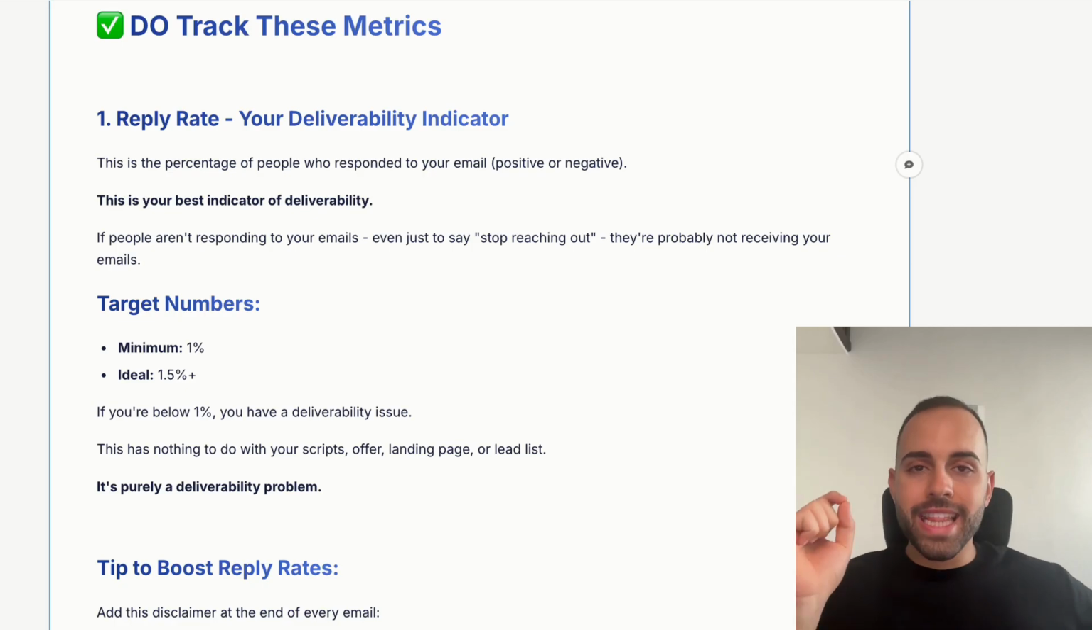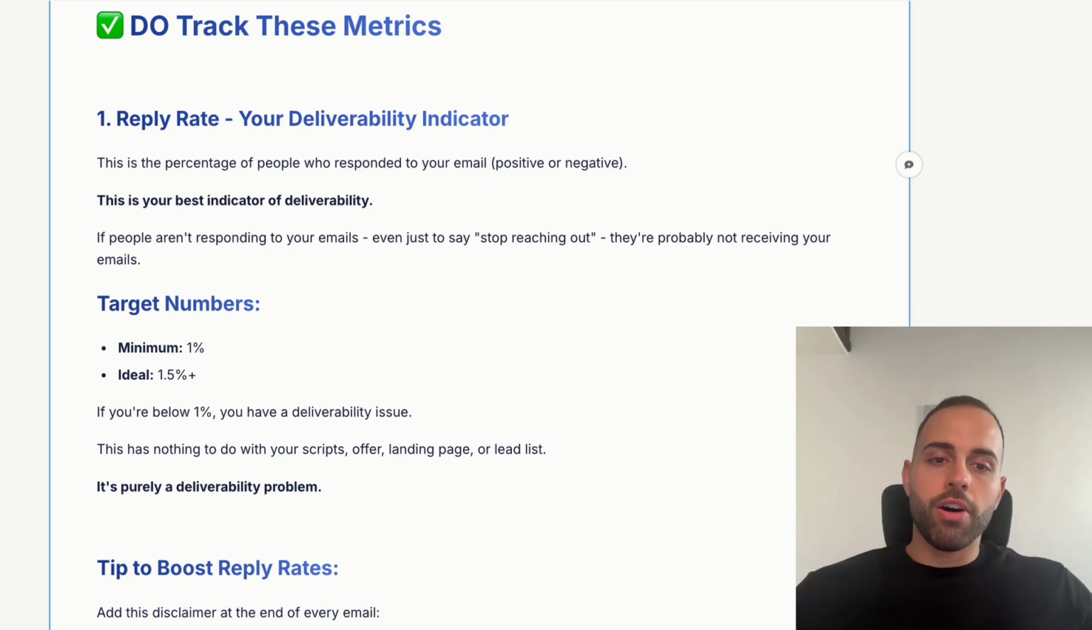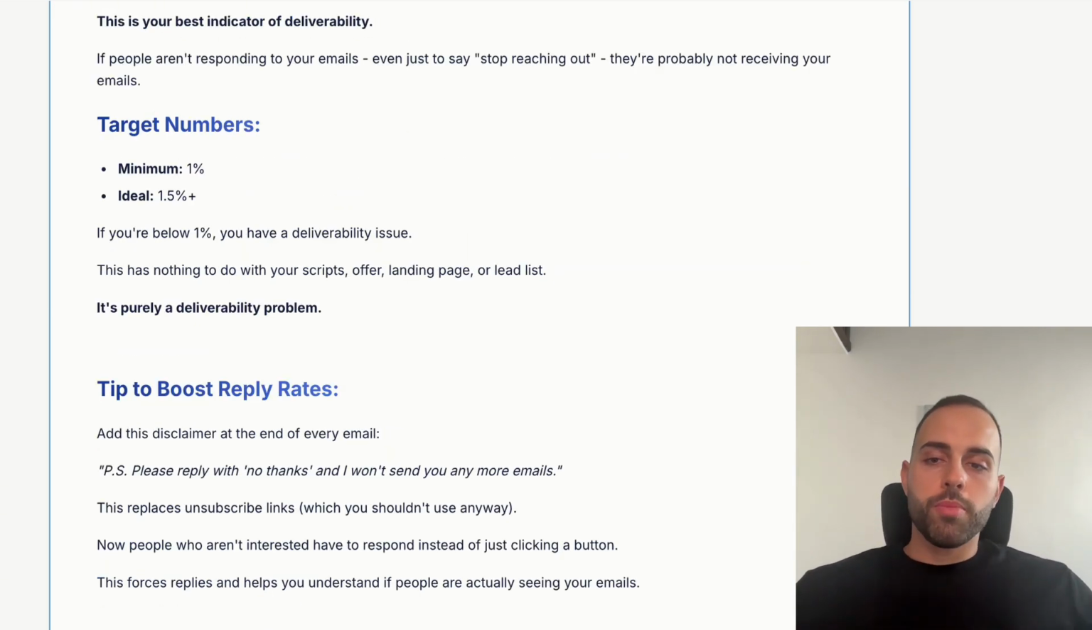And this is your best indicator of deliverability, because if people are not responding to your emails, even just to say stop reaching out, then it means that they probably are not receiving your emails in the first place. Now, when it comes to reply rate, you should be hitting at least 1% if I'm being extremely conservative. Ideally, you want to be over 1.5%.